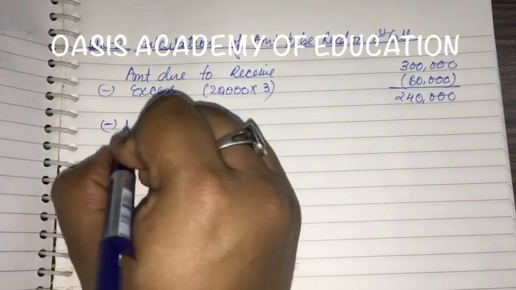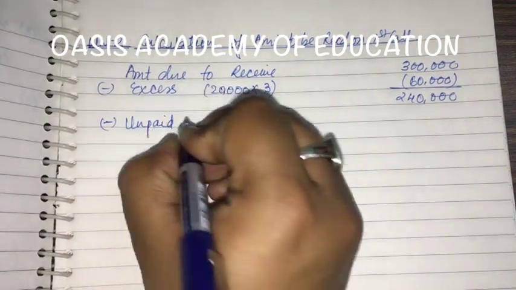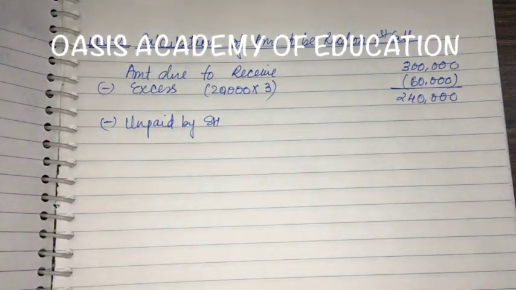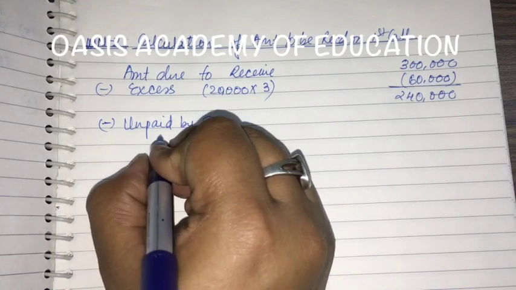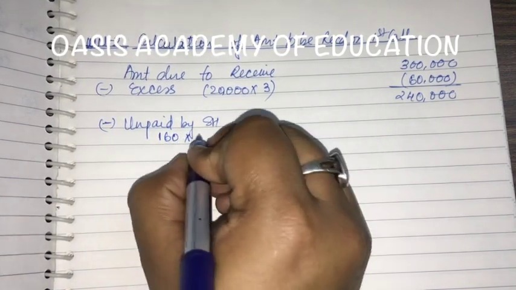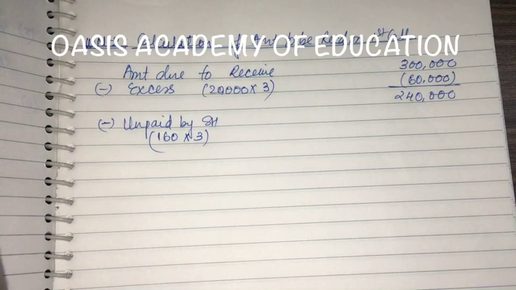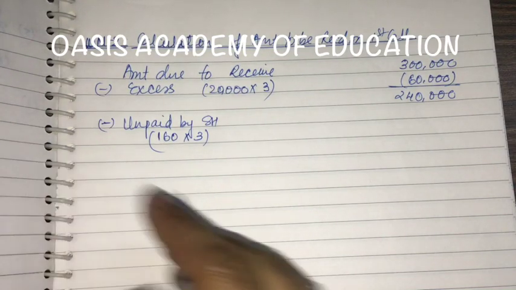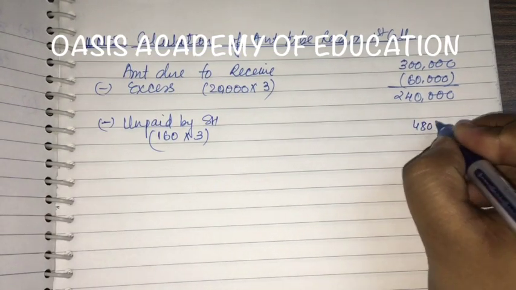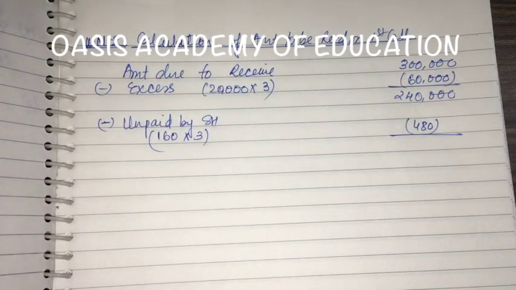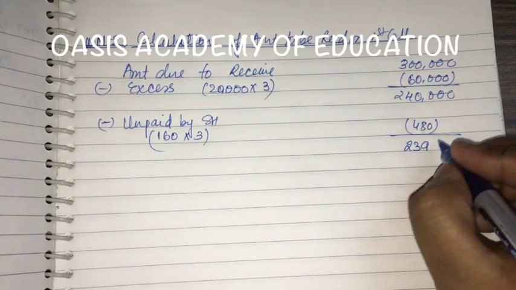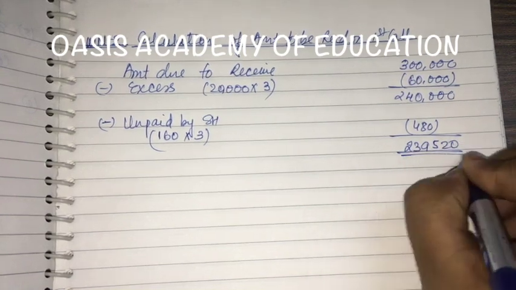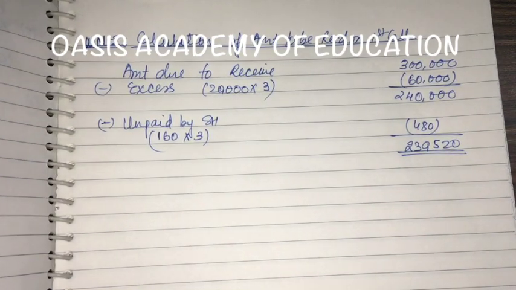इसमें से हम माइनस कर देंगे अनपेड बाय शेयर होल्डर, राइट. एक शेयर होल्डर ने अनपे करा है, राइट. उसे 160 शेयर के हिसाब से 3 रुपये के हिसाब से पे करना था. सो उसे 480 रुपये पे करने थे जो उसने पे नहीं करे. तो इन टोटालिटी वी हैव रिसीव्ड 2,39,520 रुपीज़. सिंपल.